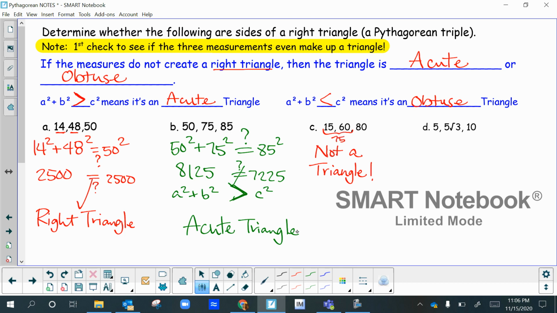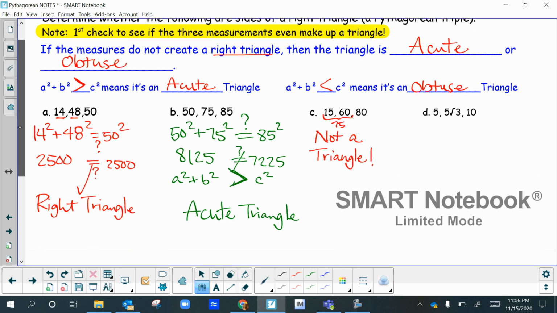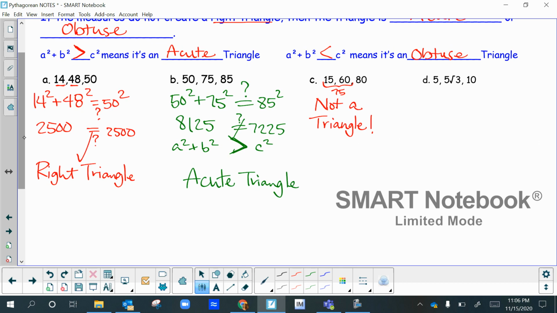Okay, let's try one more, because remember this third one was not a triangle. So let's try one more. And this one has a radical, so don't be alarmed. You can still work that out. So I'm going to scroll down a little bit. So these are my two smaller sides. So I'm going to go 5 squared plus 5 radical 3 squared. Remember, you want to square that whole thing. Is that equal to 10 squared?